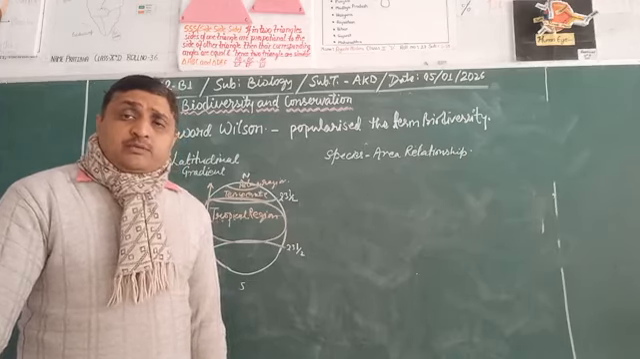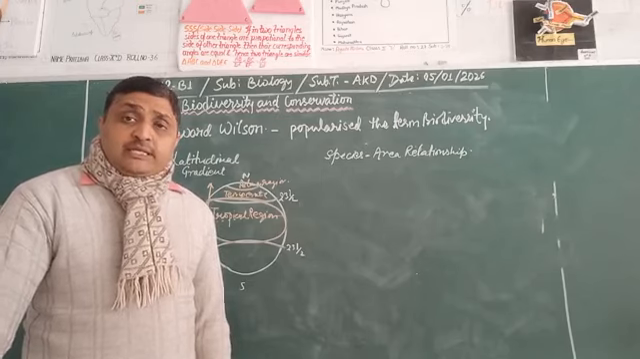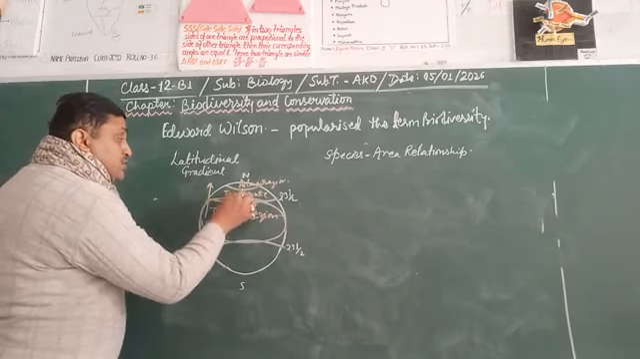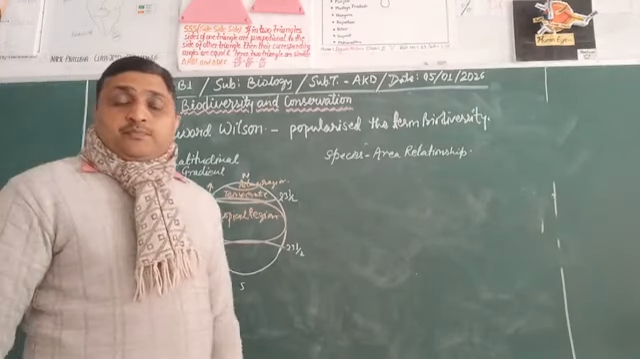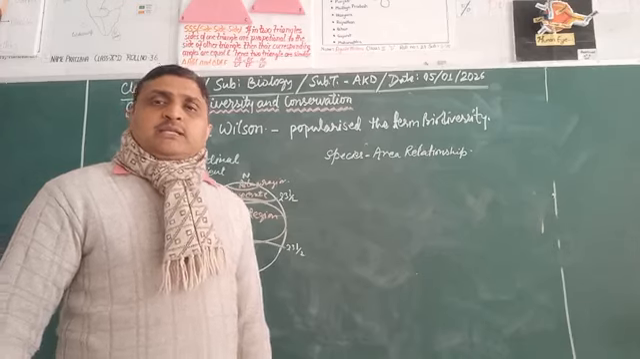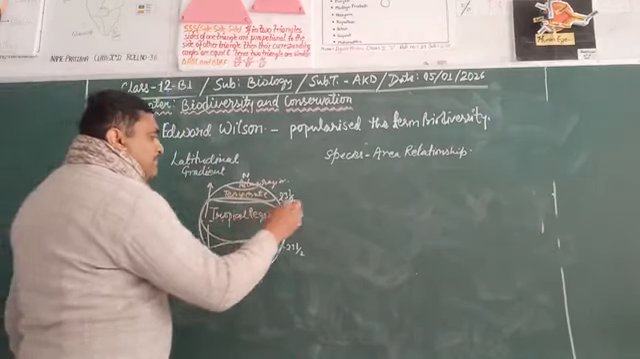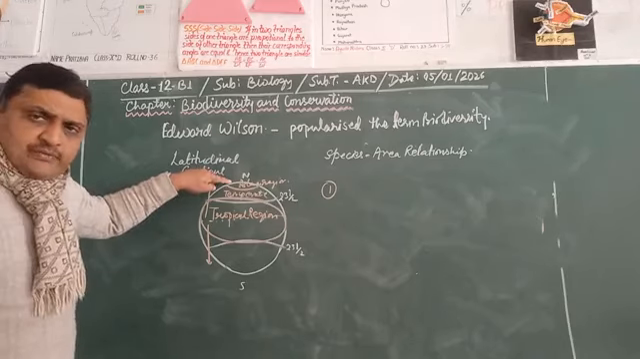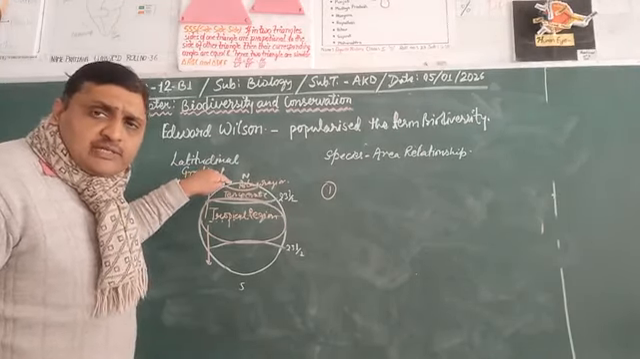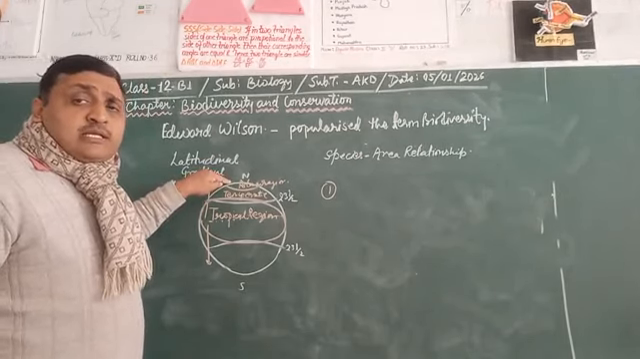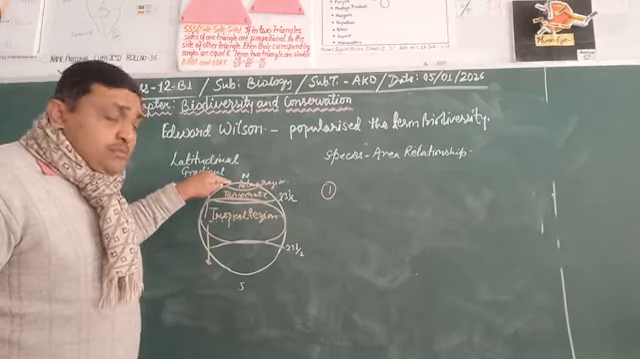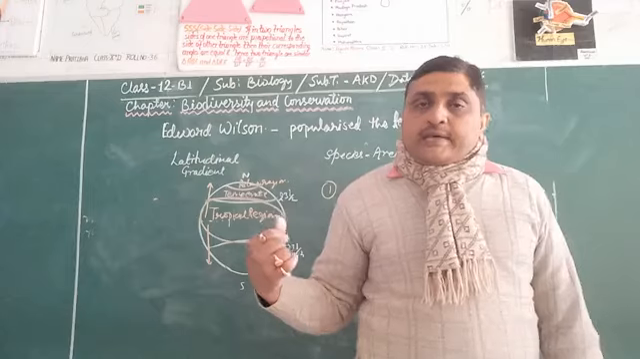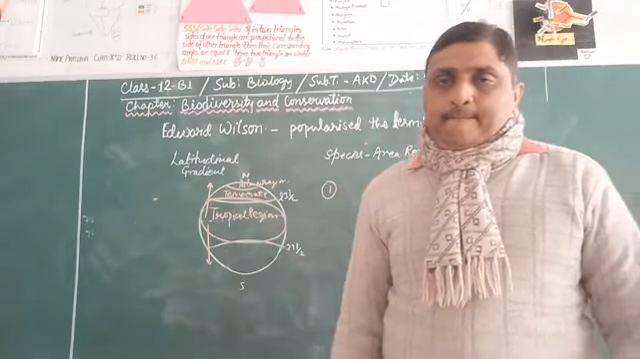So what is the reason for the maximum biodiversity in the tropical region in comparison to the temperate or the polar region? There are three reasons. The first is the polar region. In the polar region, glaciation takes place, and due to the glaciation there is disturbance, and due to the disturbance there is a loss of biodiversity. But in the tropical region, no glaciation takes place, so the biodiversity remains constant.